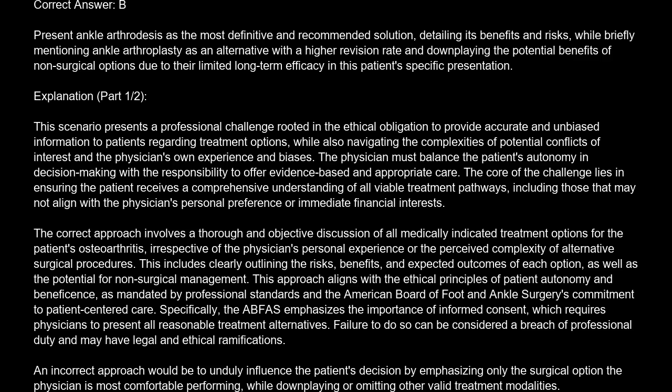The correct approach involves a thorough and objective discussion of all medically indicated treatment options for the patient's osteoarthritis, irrespective of the physician's personal experience or the perceived complexity of alternative surgical procedures. This includes clearly outlining the risks, benefits, and expected outcomes of each option, as well as the potential for non-surgical management. This approach aligns with the ethical principles of patient autonomy and beneficence, as mandated by professional standards and the American Board of Foot and Ankle Surgery's commitment to patient-centered care.